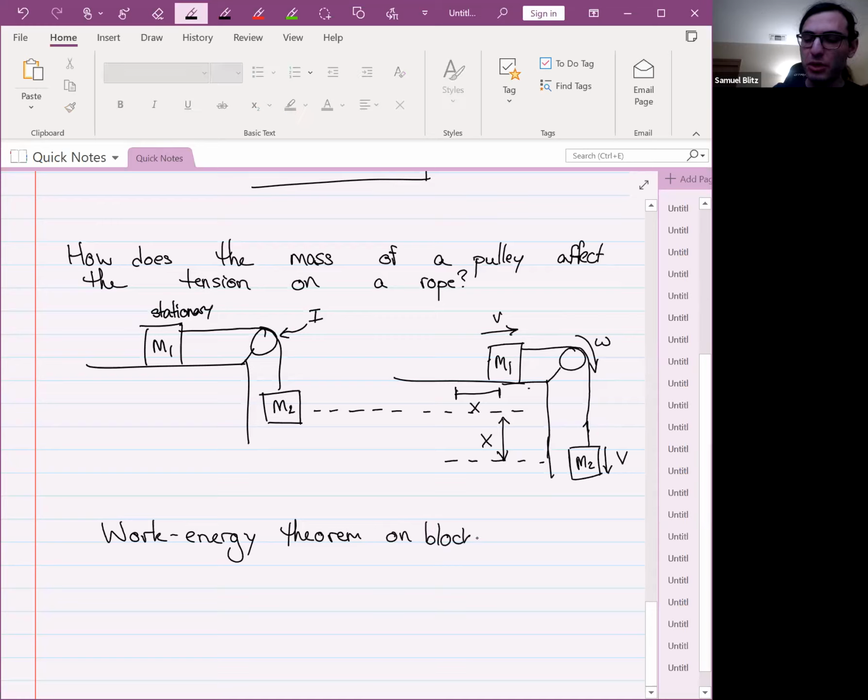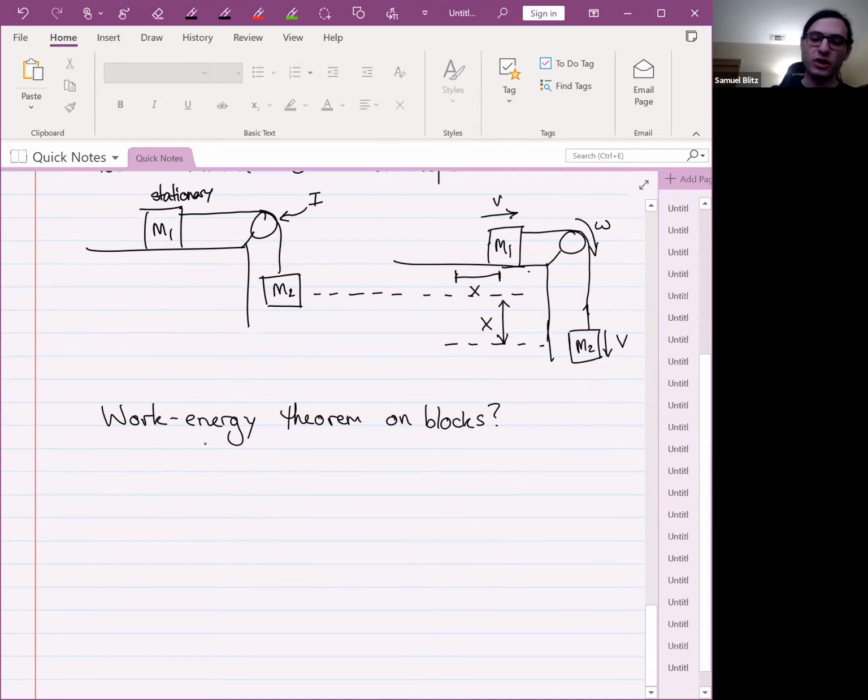So the way that we can compute the total work done on the blocks is by computing the total work done on each of the blocks individually and then adding them up. So the work done on block 1, the work-energy theorem on block 1 would just give us that this is equal to the change in kinetic energy of the first block. Now we know what the force is on block 1. This is some tension force, call it T1.